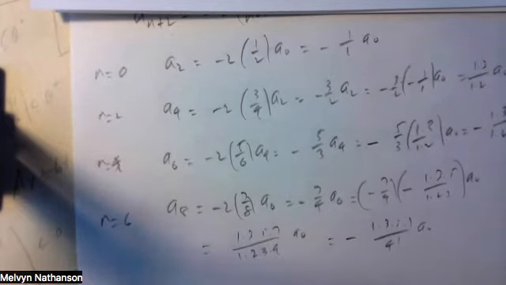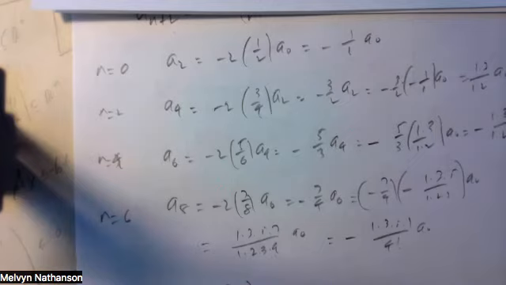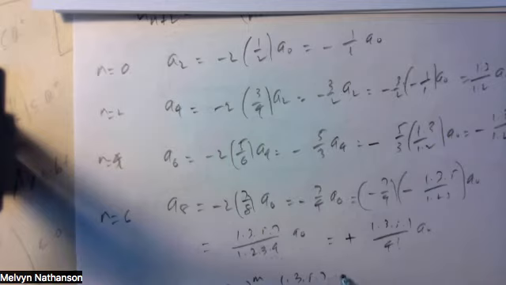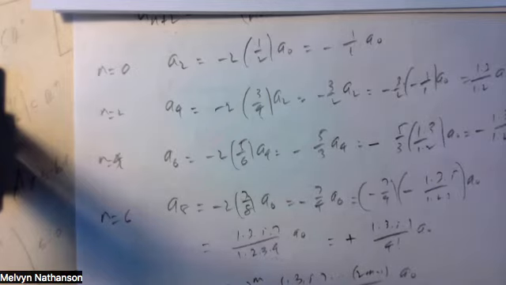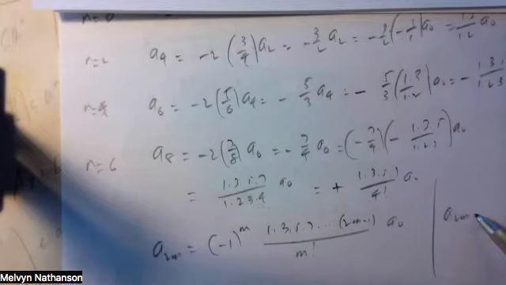And if you continue, you'll see the pattern that a sub 2m is minus 1 to some power of m. Oops, this is plus minus 1 to the m, the product of the first m odd integers, over m factorial, a zero. And you can work out a similar recursion for the odd coefficients. That is the technique of power series.